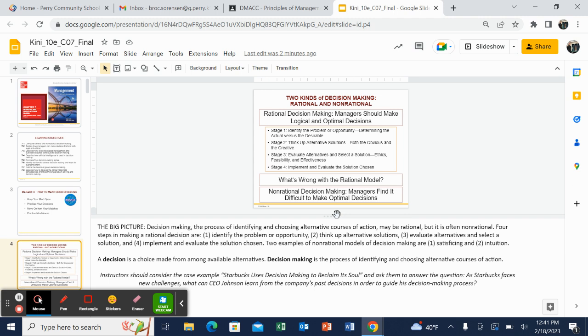And we'll talk a little bit about why the rational decision-making model is not necessarily always the most accurate or necessarily the best as we go along here. But there are 4 steps to the rational decision-making model, and those stages you can see in your slideshow. So stage 1, identify the problem or opportunity, determine the actual versus the desirable.